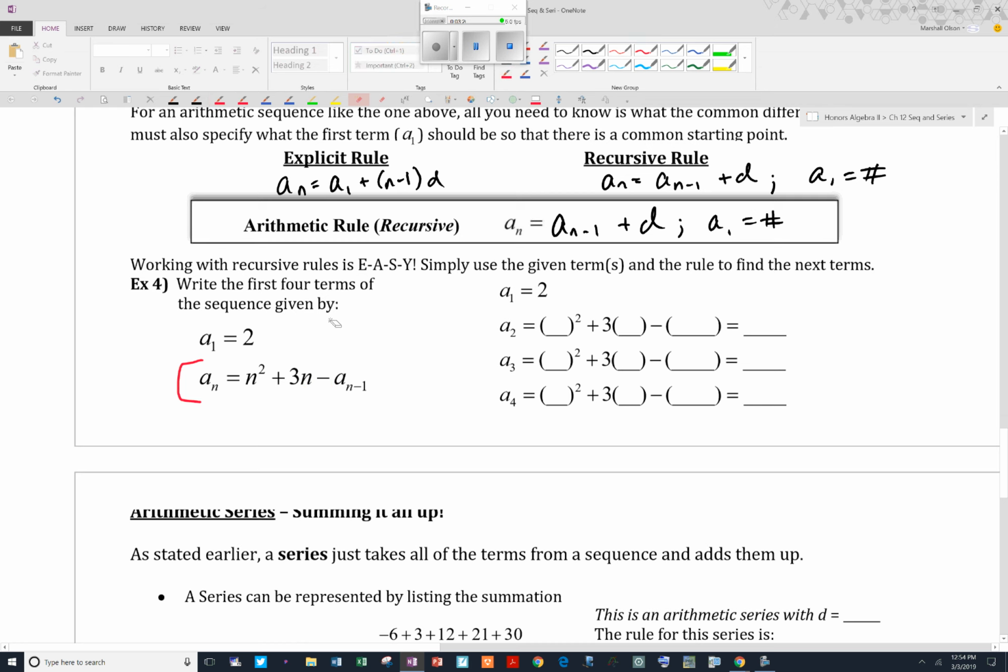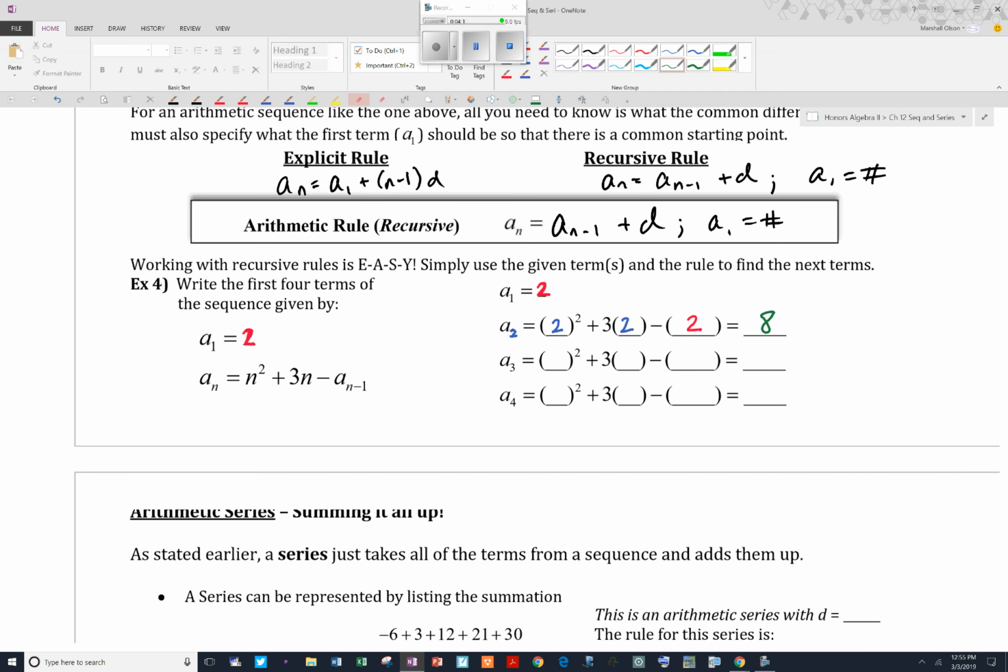So let's take a look at what this is going to look like. We already know the first term is 2. That's given to us. The second term, since we're finding the second term, n is 2. So n squared would be 2 squared plus 3n would be 3 times 2. But it says minus the term before it. The actual term before it is 2 as well, so we subtract that 2. What we get there is 2 squared, so 4, plus 6, minus 2, that is going to be 8.